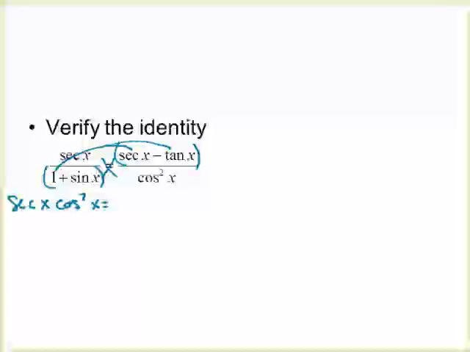So I'm going to distribute the 1. That gives me secant of x minus tangent of x. And distribute the sine, which gives me plus sine x, secant x, and minus sine x, tangent of x.